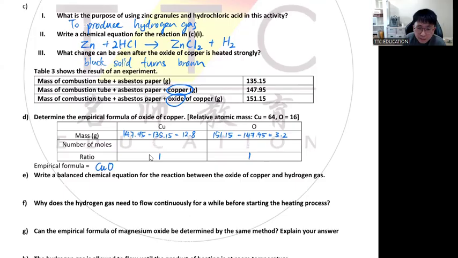Okay, write the balanced chemical equation for the reaction between oxide of copper and hydrogen gas. So guys, I actually gave you this one just now already. So CuO plus hydrogen gas, then you get Cu plus H2O. Okay, the good news is it is already balanced.